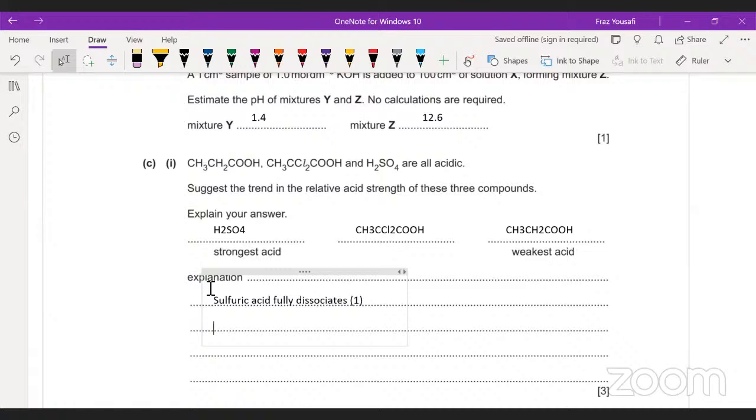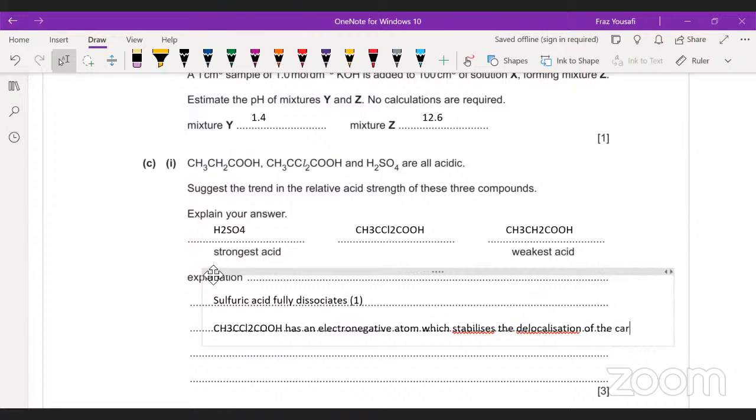So when we talk about the CH3CCl2COOH, again, remember, it has an electronegative atom, which stabilizes the delocalization of the carboxylate ion, making it easier to deprotonate. All right, so that's the second part.